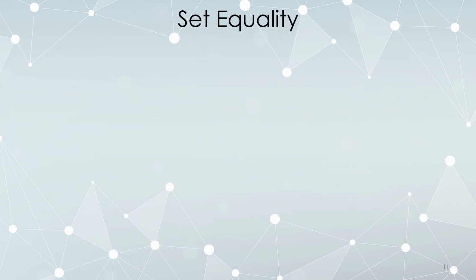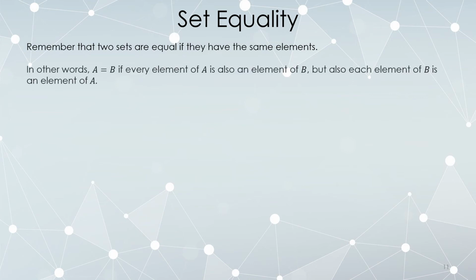Returning to the notion of two sets being equal. Recall that two sets are equal if they have the same elements. In other words, every element of A is also an element of B, but also every element of B is an element of A. In other words, A equals B is logically equivalent to both of them being subsets of each other. A is a subset of B and B is a subset of A.